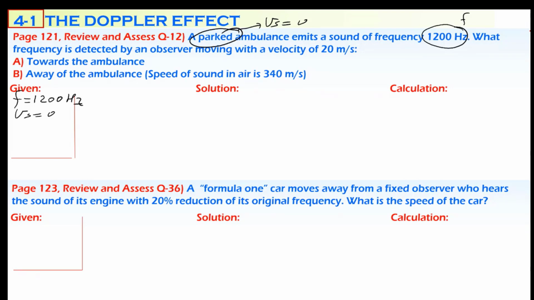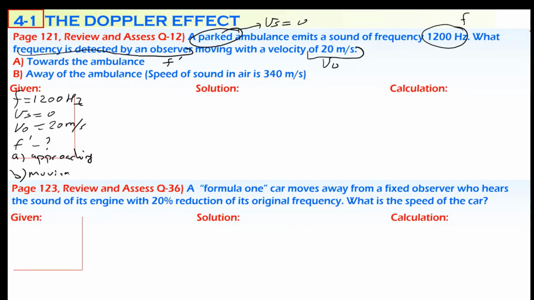What frequency is detected by an observer? Again, F prime is asked. Frequency detected by the observer means F prime. The question: calculate F prime. By an observer, but this time the observer is moving. This is the observer's speed, VO. VO is how much? 20 meters per second. So we are going to calculate F prime for two cases. Towards the ambulance, the approaching case. In A, the approaching case. In B, away from the ambulance, so the moving away case.